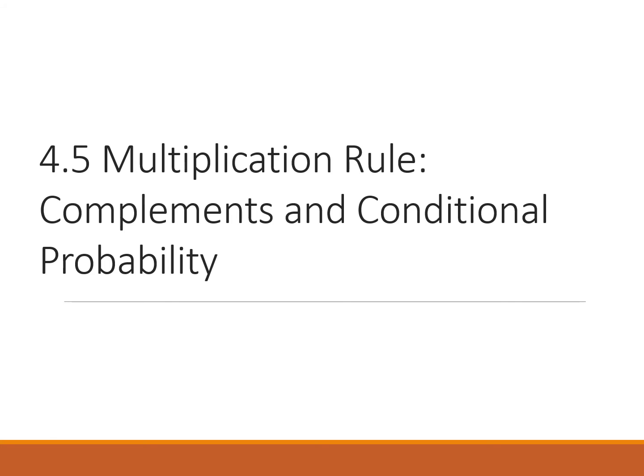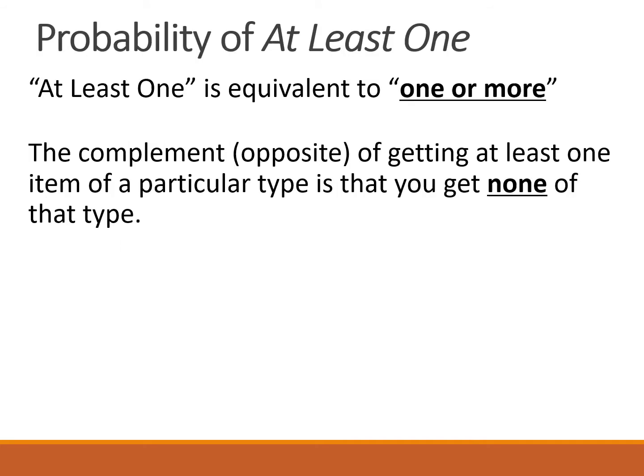In section 4.5, we're continuing with the multiplication rule and taking a more in-depth look at problems involving complements and conditional probability. Of all the different types of probability problems, I find that my students have the most trouble with problems asking what's the probability that we find at least one of an item has occurred. These types of problems are introduced in this section.